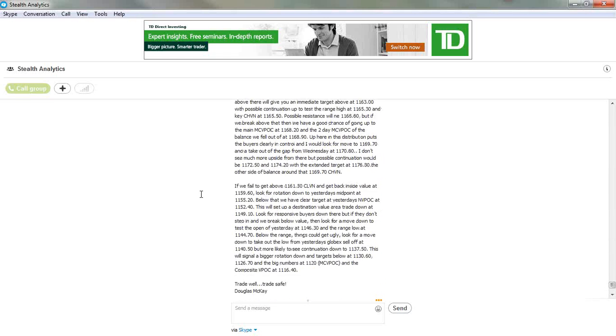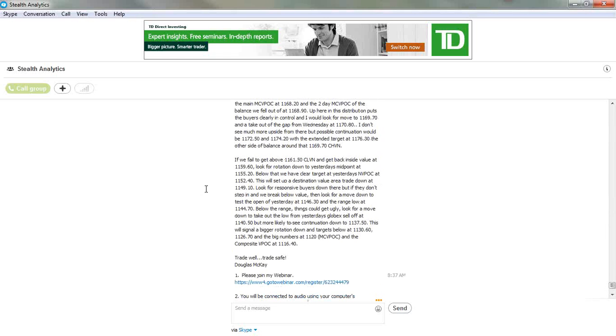If we fail to get above 61.50, then we're inside of value at 1159.60. Look for the rotation down to the midpoint from yesterday at 1155.20. Below that, we've got clear targets. If we break below that at the naked VPOC at 52.40, this will set up a destination trade, the 80% value area trade down to 1149.10.